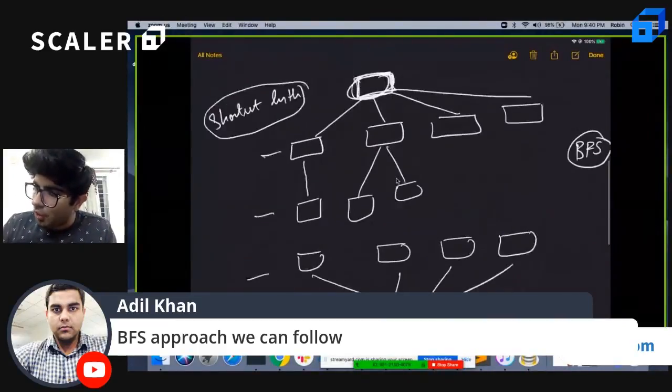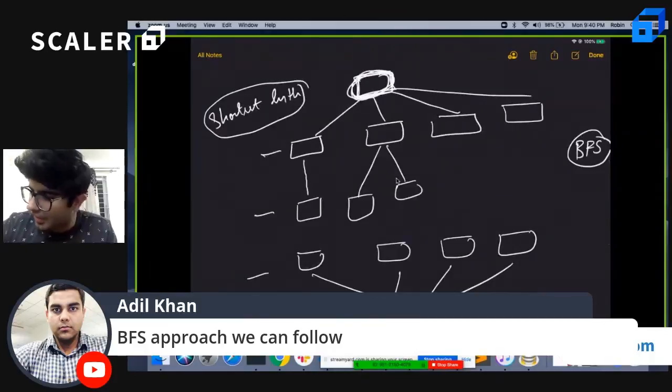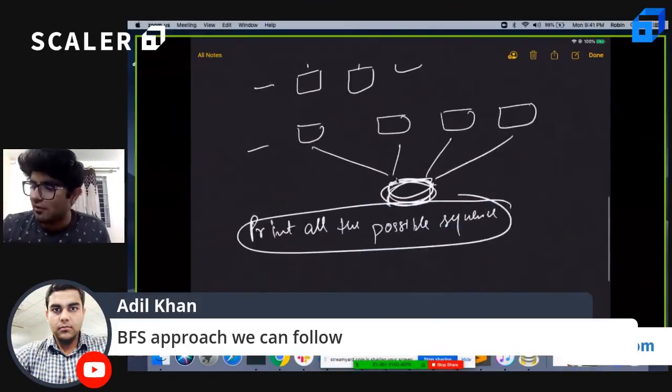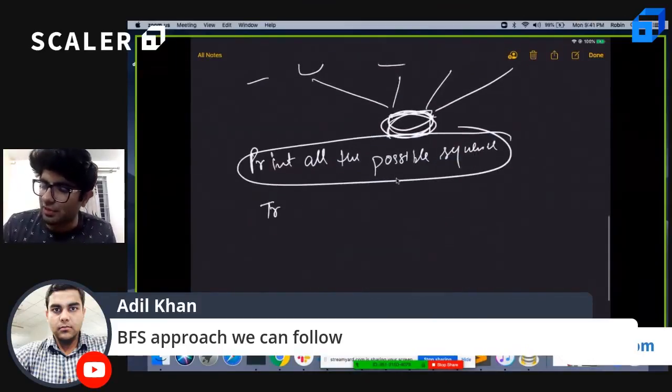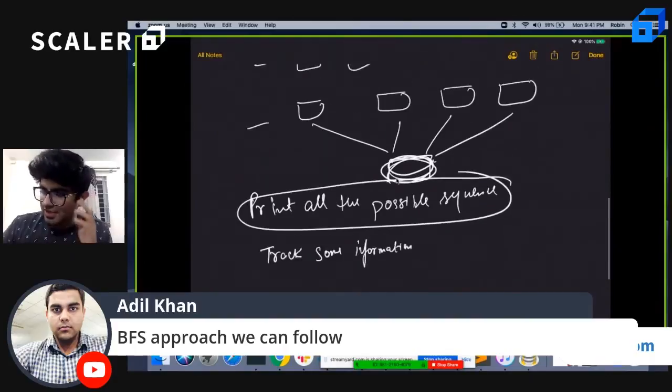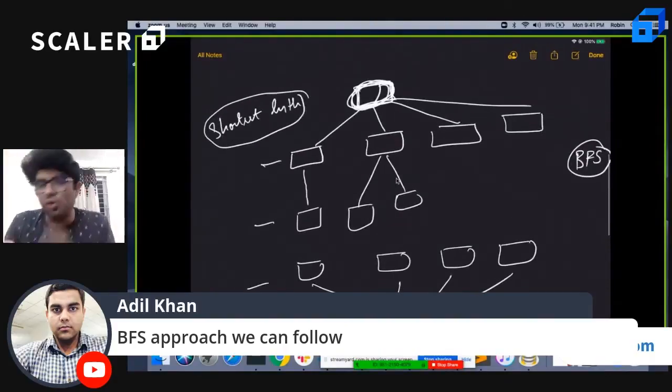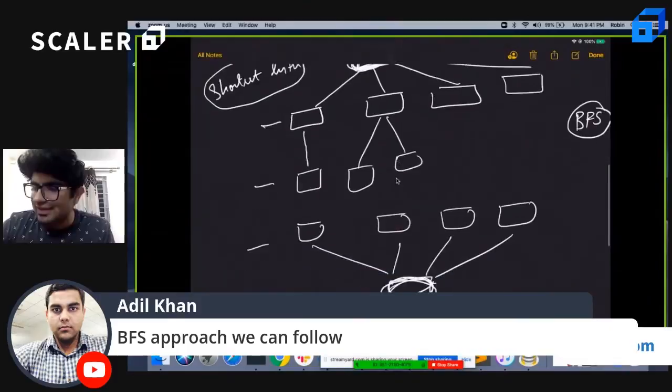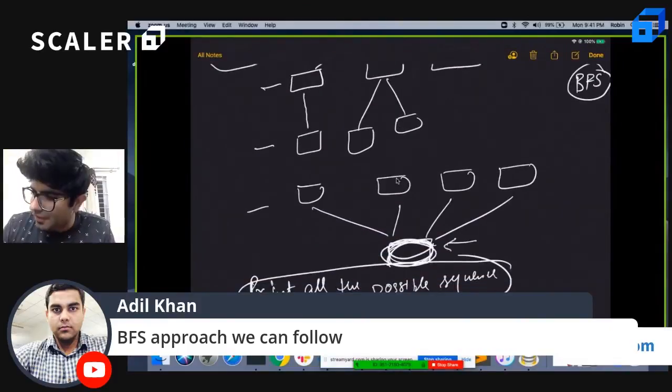And if I need to print all the possible sequences and I am here and I reached here, the thing is, while doing BFS, I need to make sure I track some information that I'm thinking right now. If I track some information in such a way that it will help me to explore all the possibilities, in the end, I will just end up here.